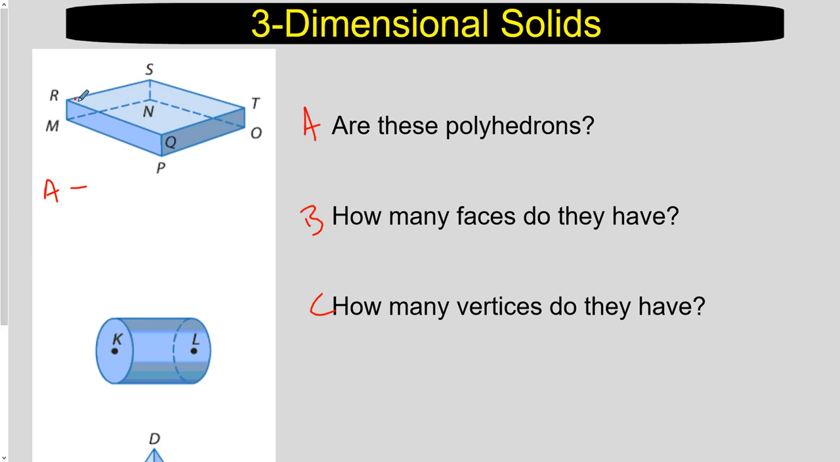How many faces? Well, it's got the 2 bases, which, because it's rectangular, could be any, but let's say it's this big top one and the bottom one. So it's top and bottom, and then 4 sides, making there to be 6. So yeah, that's a yes. And B, 6 faces. C, how many vertices do they have? Well, there's 1, 2, 3, 4, 5, 6, 7, 8 vertices. This would be a rectangular prism.